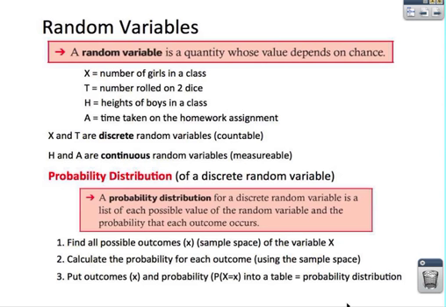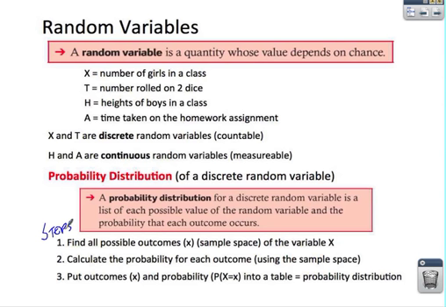What we're going to do with the random variables is work with probability distributions, and we're going to do this with the discrete random variables. Really, all it is is a table, and what it does is give a list of each possible value of the random variable and the probability of that outcome. Okay. What we're going to do, the steps, if you want.